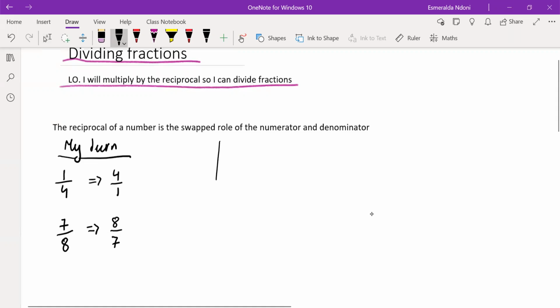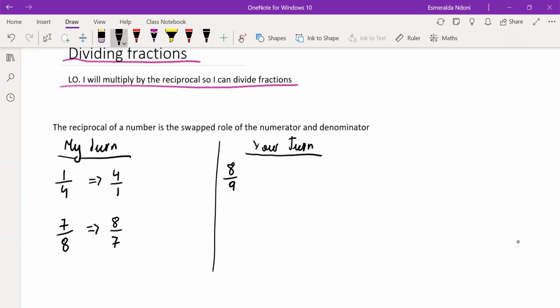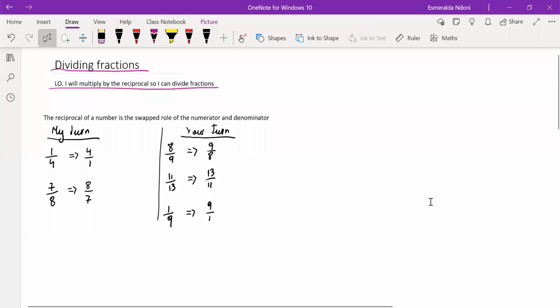Now it's your turn. Please find the reciprocal of the following fractions. Please pause the video and do these 3 questions. Hopefully, you came up with these answers. So we learned how to find the reciprocal of a number.